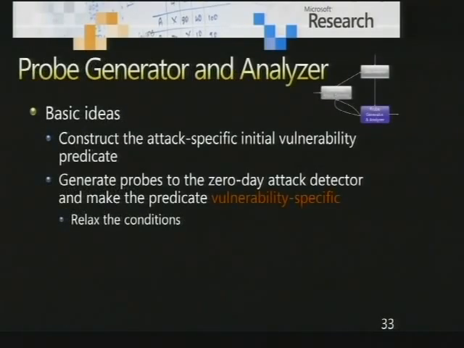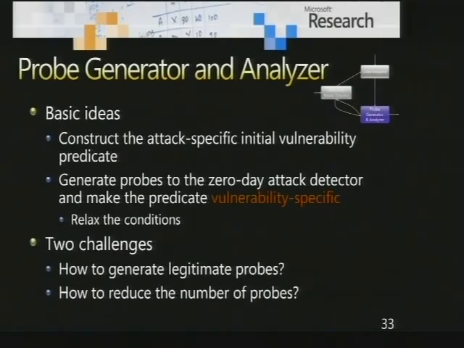The basic idea for the probe generator and analyzer is, first, we construct this so-called attack-specific initial vulnerability predicate. Put another way, we just use the original attack instance as a signature. The problem with that is it's too specific. Any small changes on that won't be detected by that signature. And then the next step is we generate probes to the zero-day attack detector to make the predicate vulnerability specific. In other words, we try to relax the conditions we have in the initial vulnerability predicate.